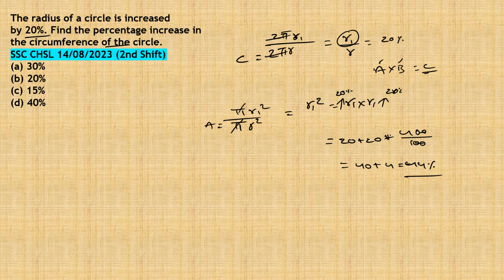In the case of circumference, it depends upon the radius only, which is one term. If there are two terms, then we can apply the successive. Okay.